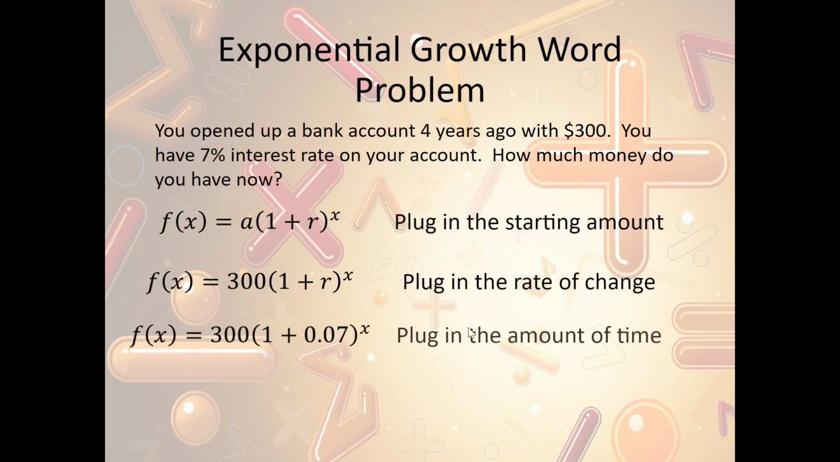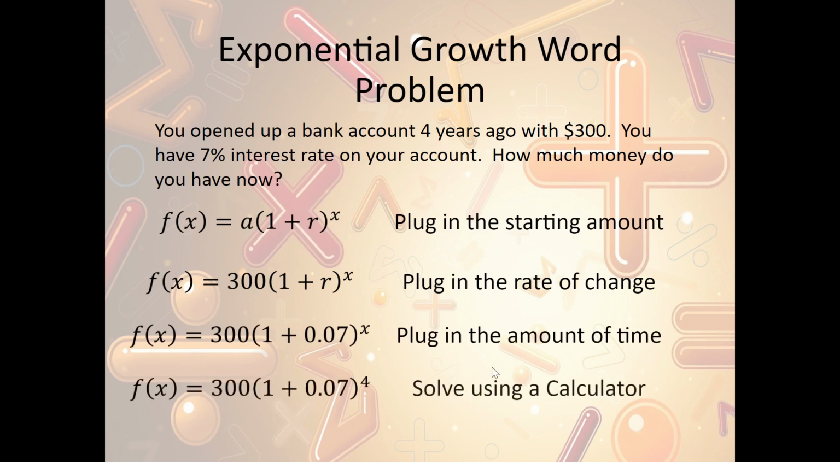And then we're going to plug in the amount of time. The amount of time was 4 years, so we plug 4 in for x. And then we solve using a calculator. And when we do that, we end up with $393.24.